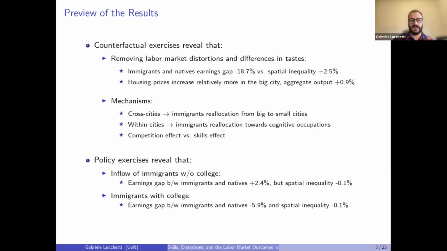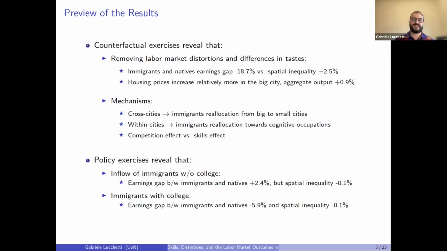Also, how are housing prices and aggregate output going to react? Well, under this counterfactual, housing prices are going to increase relatively more in the big city, and the aggregate output, so the US output, is going to increase by about 1%. And the mechanism behind these findings is related to the reallocation of workers across cities and occupations. So workers under this specific counterfactual are going to reallocate from big to small cities, and within each city, they are going to reallocate mostly towards cognitive occupations.